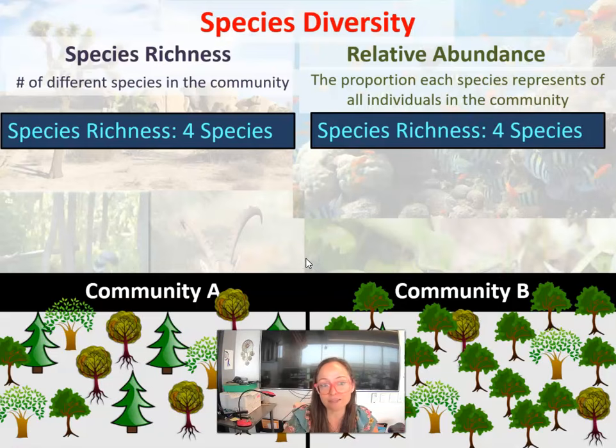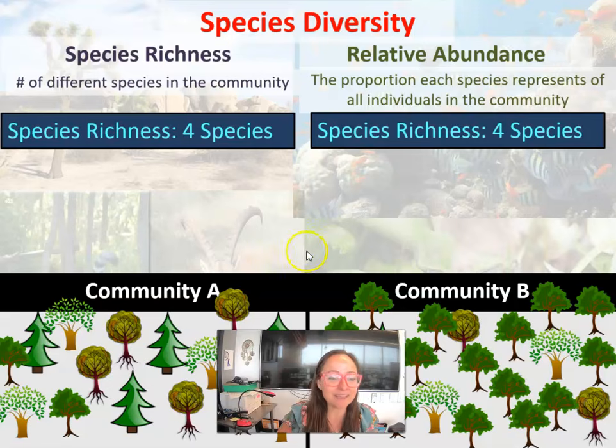Now, if you were in a rainforest and you counted all the different species, you would have a very high species richness versus something like Greenland. If you're out on the ice and you're trying to count up living things, your species richness might be low, maybe some birds, polar bears.